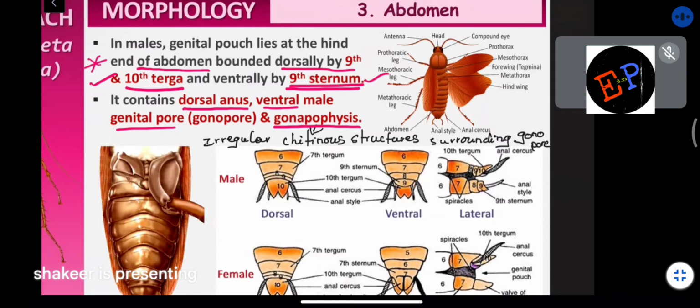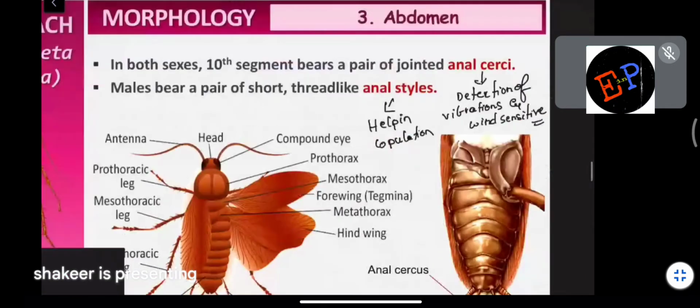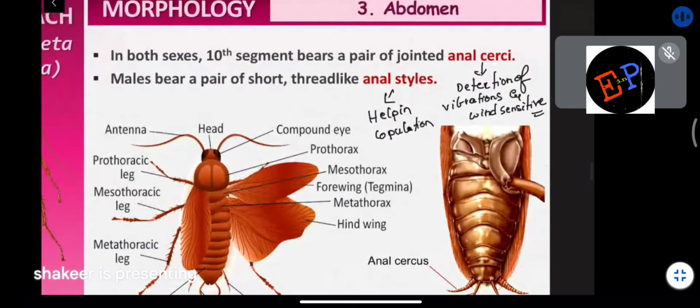The anus is present on the dorsal side, and the genital pore is present on the ventral side. And it contains gonapophysis also. So the genital pouch is made up of the ninth and 10th dorsal terga and the ninth sternum on the ventral side. Clear? That's it. So in both sexes, the 10th segment bears a pair of jointed appendages which are called anal cerci.